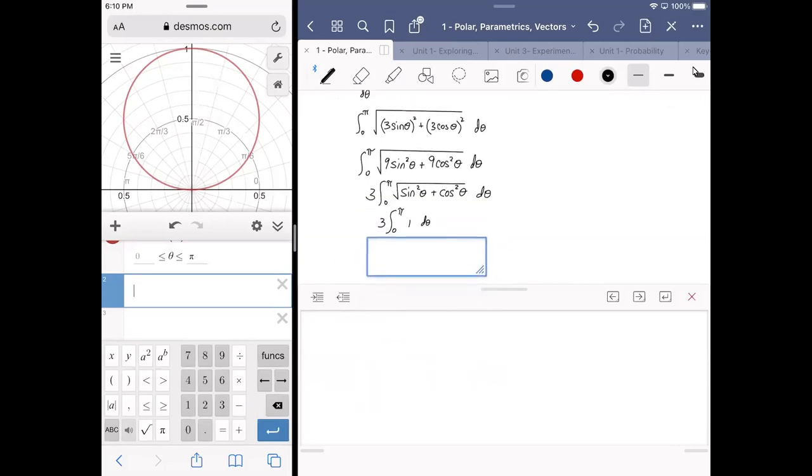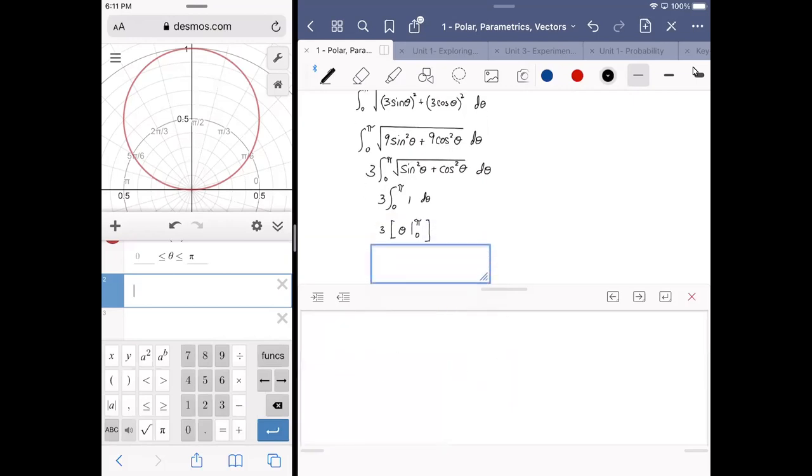Then we're going to be integrating, so 3 times the integral of 1 is theta over the interval of 0 to pi. Sub in, we're going to get 3 times pi minus 0, which is just the same as saying 3 pi.